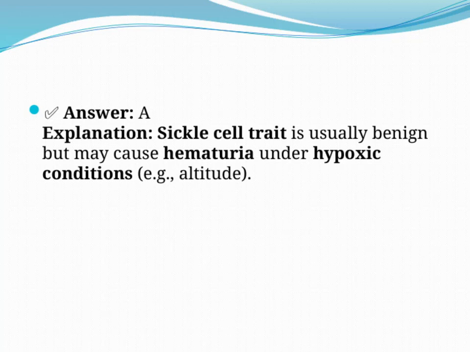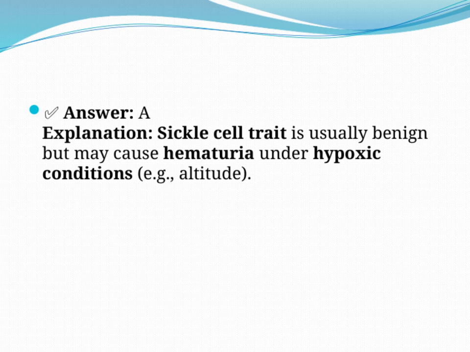Let's take a look at this question. The answer is A, and the key explanation here is that sickle cell trait is generally considered benign, meaning it doesn't usually cause problems. However, under certain conditions, such as hypoxia, which is when the body or tissues are deprived of oxygen, it can lead to some issues. One notable example is hematuria, which is blood in the urine. This can happen especially at high altitudes, where the oxygen levels are lower.